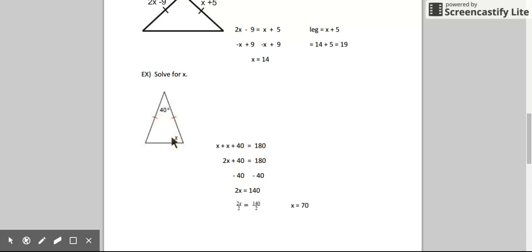And we know that all three angles inside a triangle add up to 180. So I can say that x plus x plus 40 equals 180. Combine my like terms, so I have 2x plus 40 equals 180. Subtract 40 from both sides and divide by 2. And we get our solution for x is 70, and that's the measurement of that angle. That would also be the measurement of the other base angle because they're congruent.